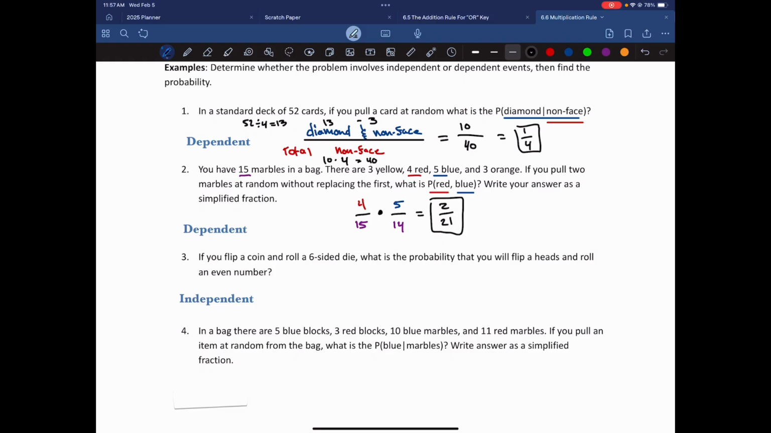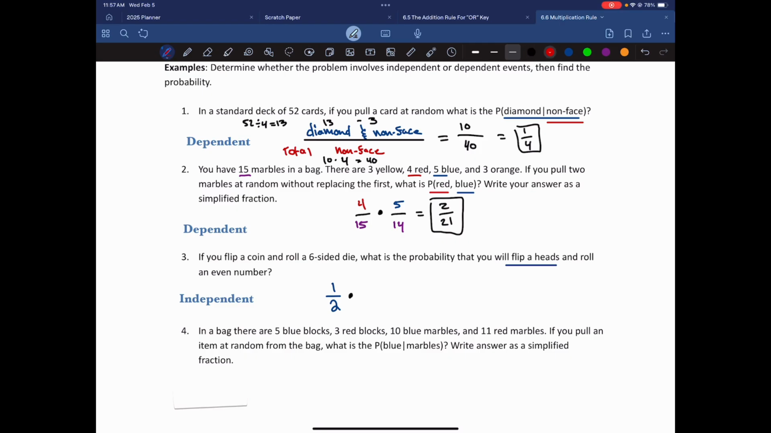So if I look at the probability that I will flip a heads, well, I know that I can get a heads or a tail. I have 2 outcomes, and only one of those is a heads. I'm doing an and, so I'm going to multiply.